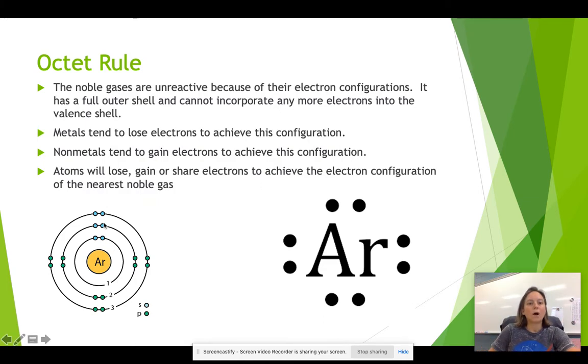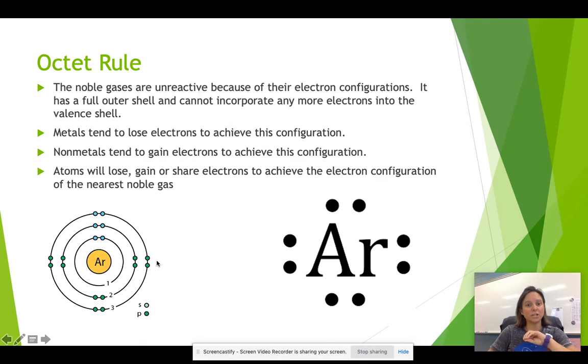So let's look at argon here. Remember, argon has 3 energy levels, and we know that because it's in the third row or third period. And it also has 8 valence electrons. Remember, valence electrons are electrons in the outer energy level, and how we determine that is what row or what column it's in. So if we look at our Bohr model and our Lewis dot structure, we see these 8 electrons and these 8 electrons.